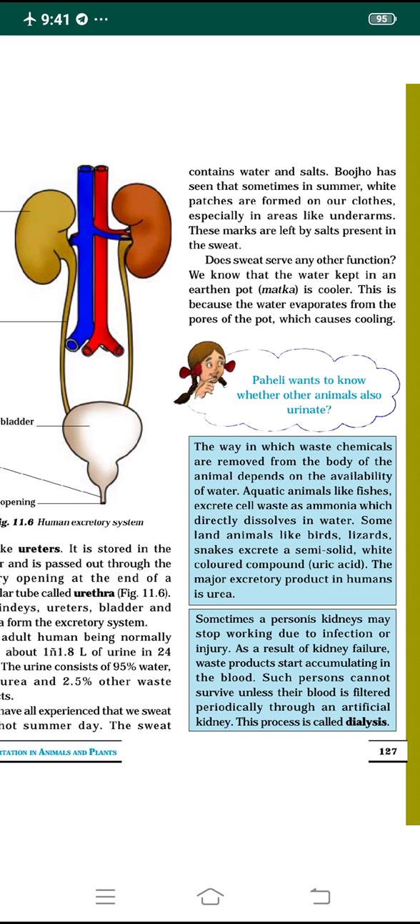So dear students, that is why you have to concentrate on the kidneys. You need to drink more and more water so that the kidneys can filter the waste products from the blood, which is rich in urea. That's why we need to keep our kidneys healthy.